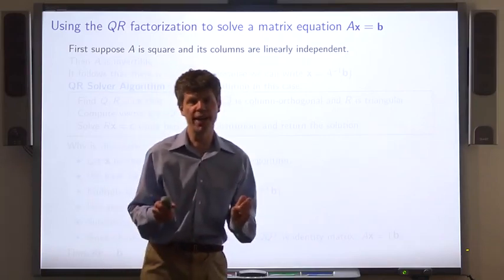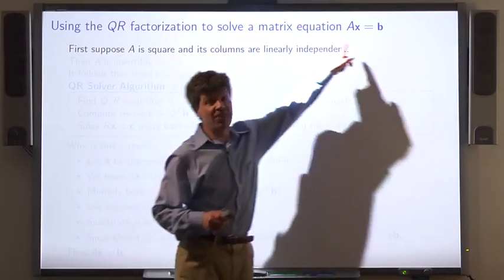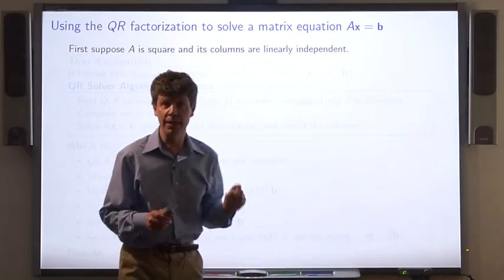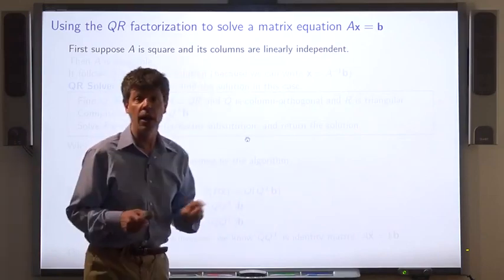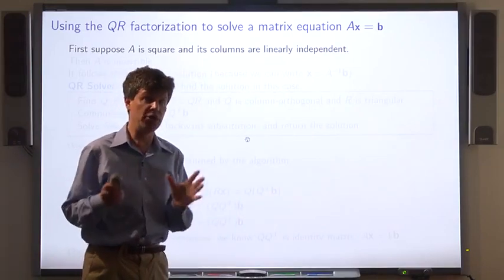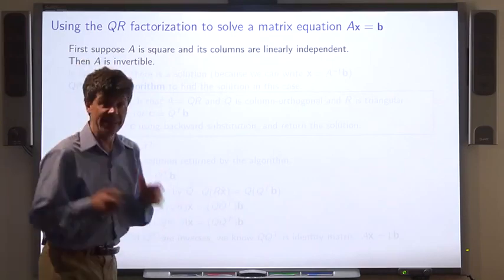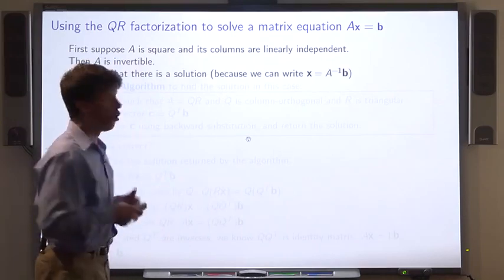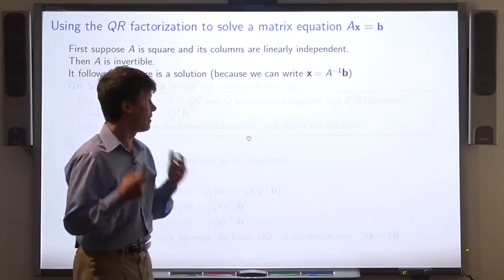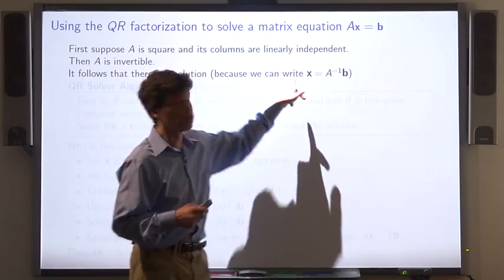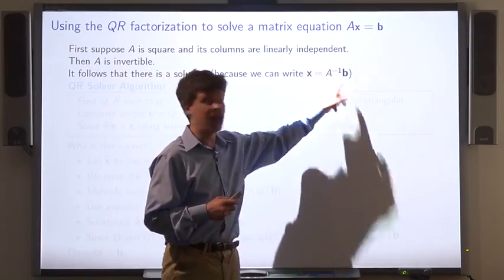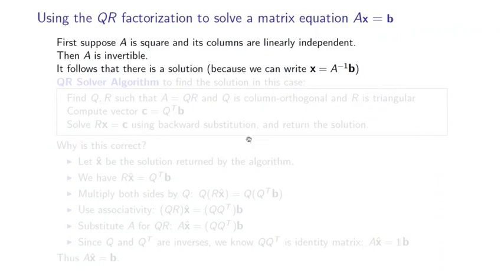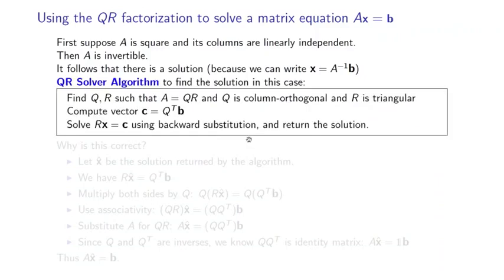We can use the QR factorization to solve a matrix vector equation Ax = b in the case when A is square and its columns are linearly independent. In this case, A is an invertible matrix. So we know there exists exactly one solution because we can write it as A inverse times b. And here's the algorithm that we can use in this case.